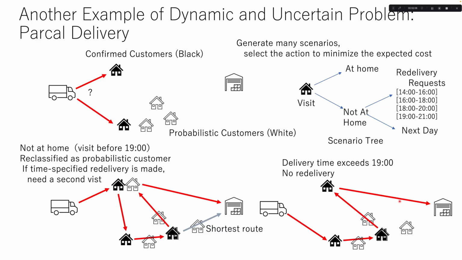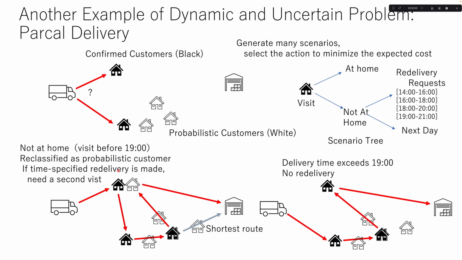Let's consider the dynamic and uncertain nature of parcel delivery. Assume there are confirmed customers, represented in black, and probabilistic customers, represented in white. As shown in the top left diagram, a truck must decide which of the 2 confirmed customers to visit first. Confirmed customers are those that need to receive a delivery today, but they might not be at home.